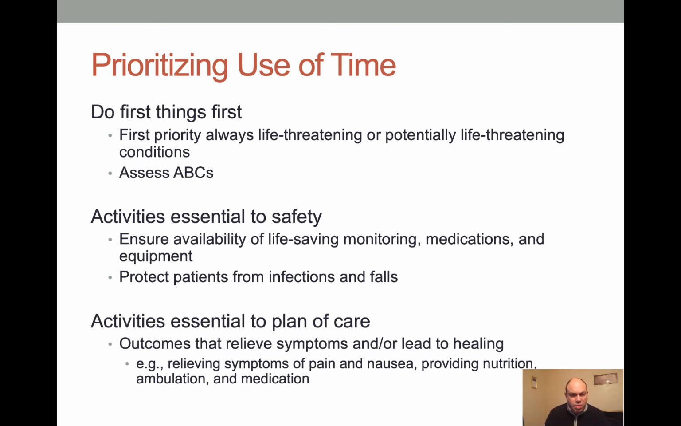And then the third would be essentials to the plan of care, relieving symptoms of pain and nausea. This is when you're taking care of that person who's complaining about pain. That would be your third priority after you dealt with safety and you dealt with life-threatening.